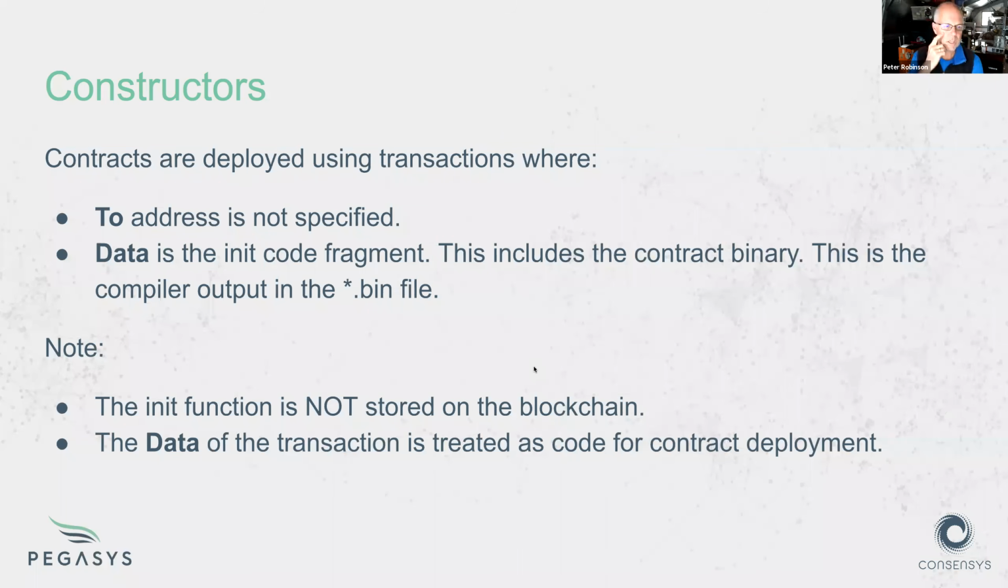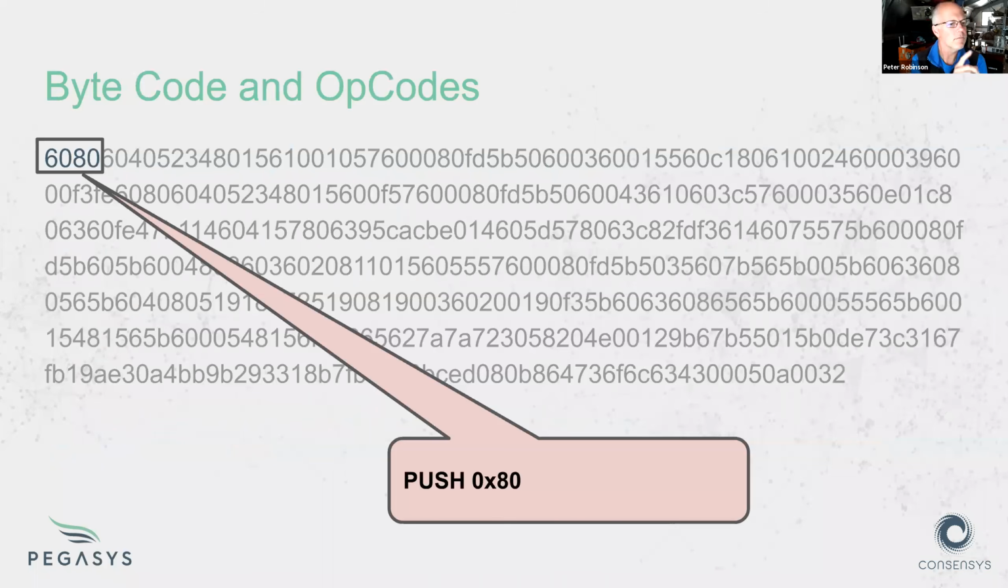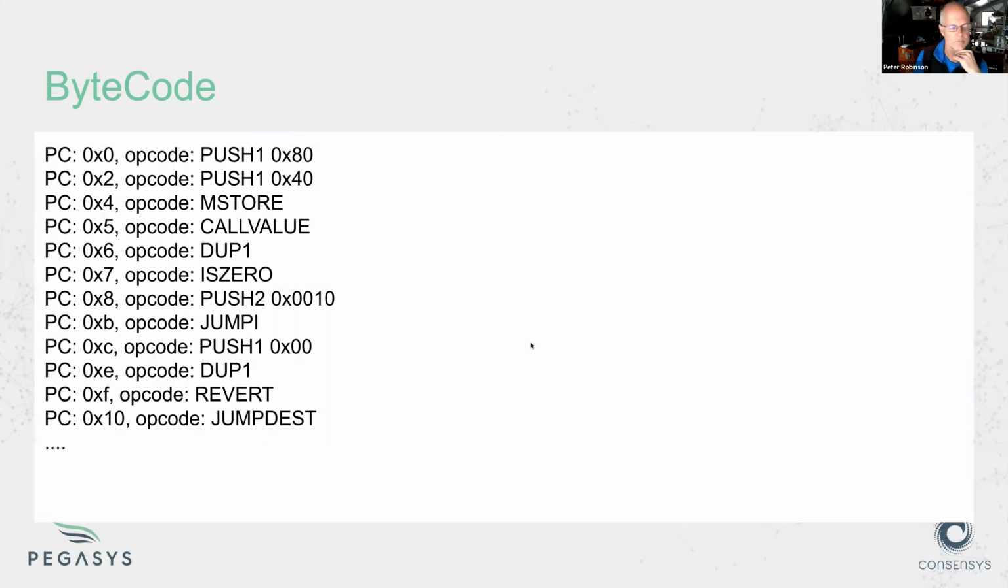So if you look at that binary there, you start out with 60, 80. And 60, if you looked at the yellow paper, is the opcode for push, and push 1 in particular, meaning push just 1 byte. And so that's pushing 0x80 onto the stack.